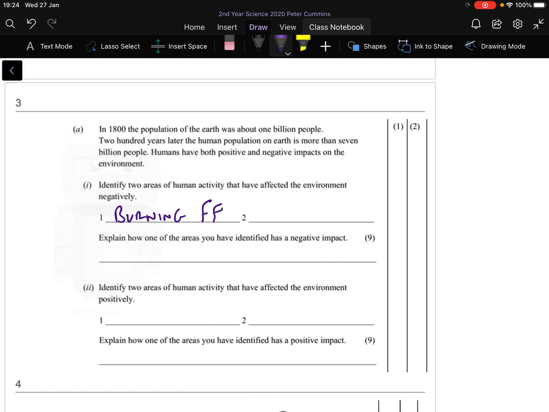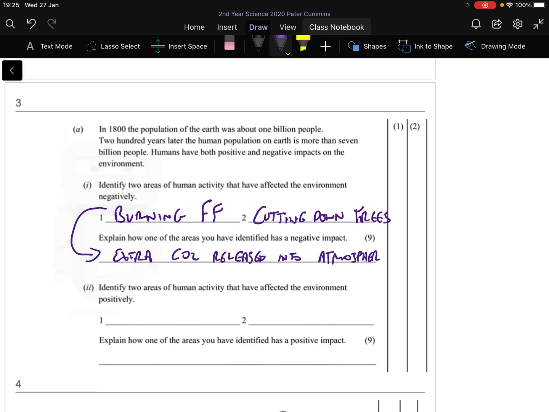fossil fuels. That's FF. Burning fossil fuels is a really bad way of putting loads of carbon dioxide out and affecting the environment: climate change, global warming, the whole lot. The other way, and related, is cutting down trees. If we want to get fancy about it, deforestation is one thing we've done, and there's a few of those. Explain how one of the areas you've identified has a negative impact. So if we take either of them really, burning fossil fuels, what that does is extra carbon dioxide is released into the atmosphere.